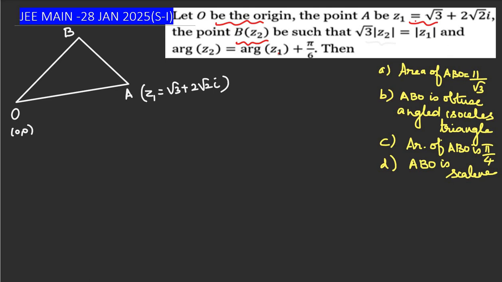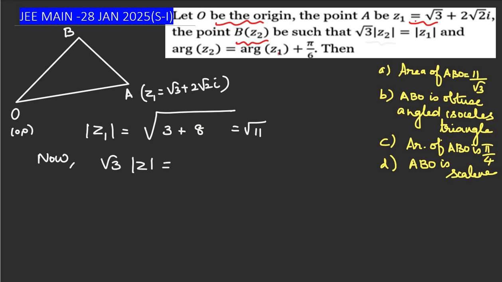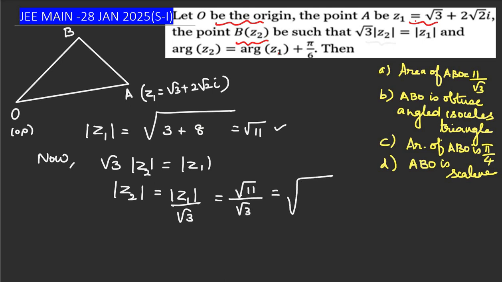Now let us see here that modulus of Z1 is equal to root of (root 3) the whole square plus (2 iota) the whole square, which is equal to 3 plus 2 root 2 the whole square, which is equal to 8, we get root of 11. Now given in the question, root 3 into modulus of Z2 is equal to modulus of Z1, where modulus of Z2 is equal to modulus of Z1 divided by root 3, which is root 11 by root 3. So we get modulus of Z2 equal to root of 11 by 3.